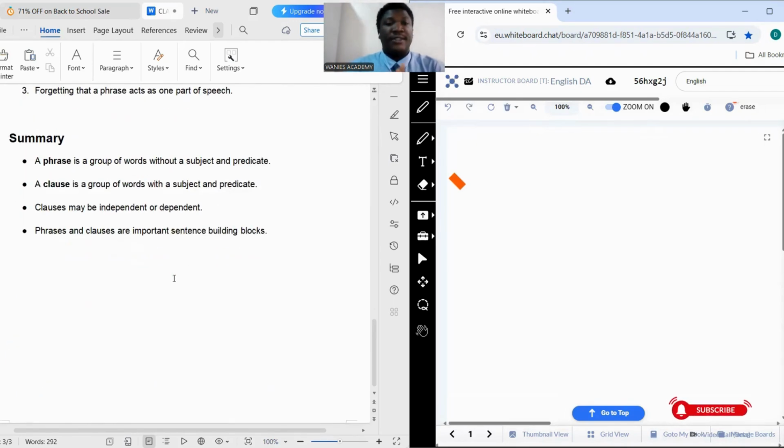Now, in summary, a phrase is a group of words without a subject and a predicate. A clause is a group of words with a subject and predicate. Clauses may be independent or dependent. And it's important to note that both phrases and clauses are important for building sentences. That would be all for now.